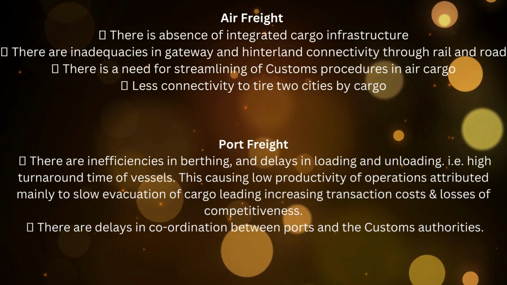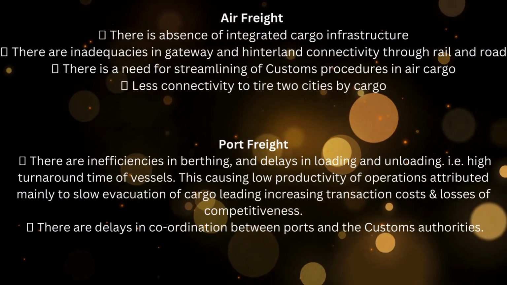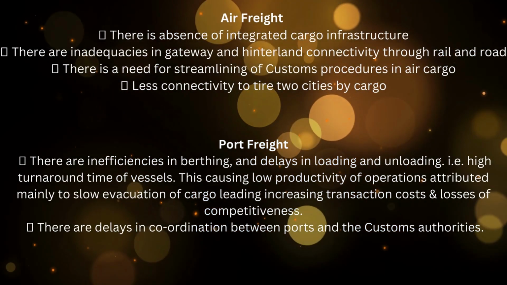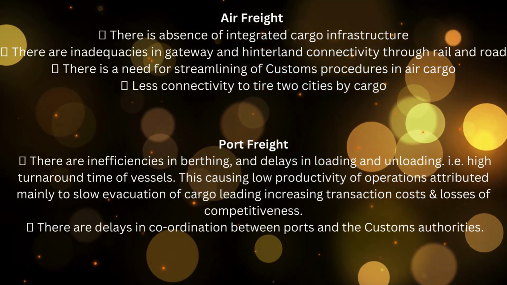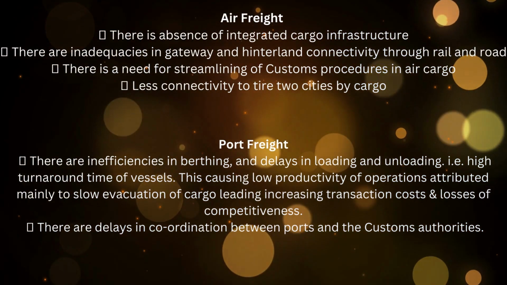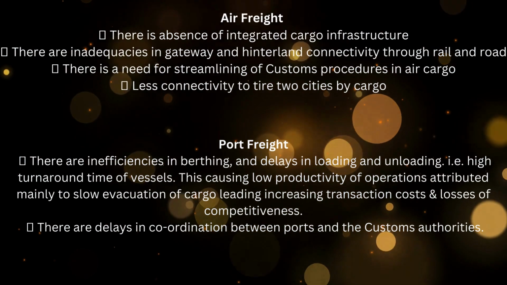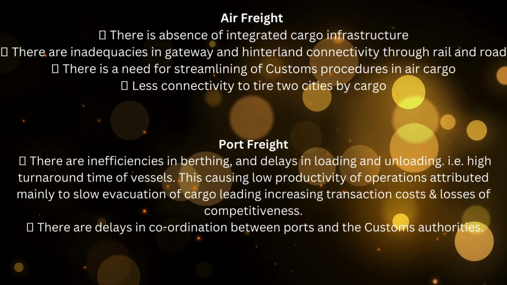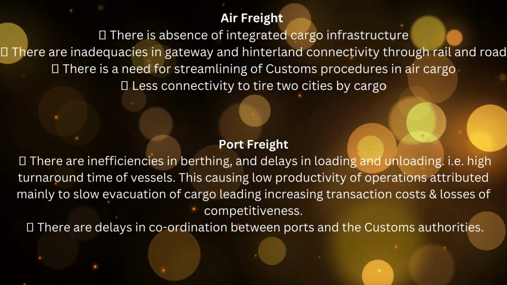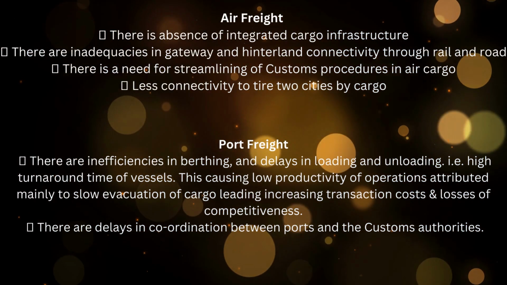So third major issue is air freight. There is absence of integrated cargo infrastructure. Second point is there are inequivalences in gateway and hinterland connectivity through rail and road. Third one, there is a need for streamlining of customs procedure in air cargo. Fourth point is less connectivity to tier 2 cities by cargo.